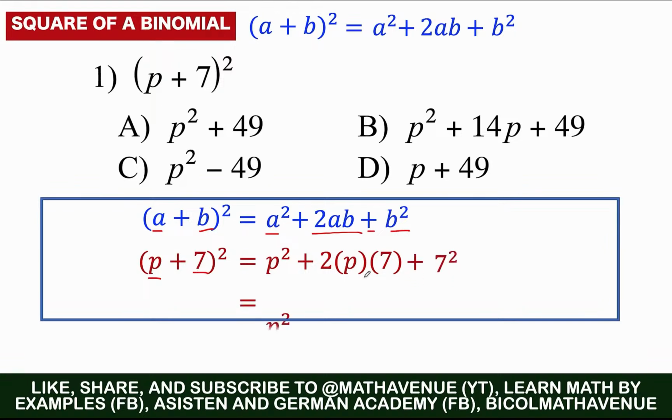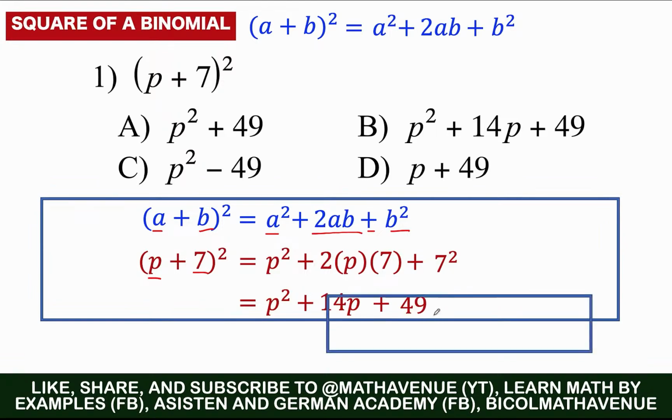Then simplify. Copy P squared. 2 times 7 is 14, so we have 14P, and then 49, because 7 squared is 49. That is now our answer, and you can also arrive at this mentally. Just square P to get P squared, multiply 7 times P to get 7P, and double it to 14P, and then square 7 to get 49. That is the reason why we call this the special product.